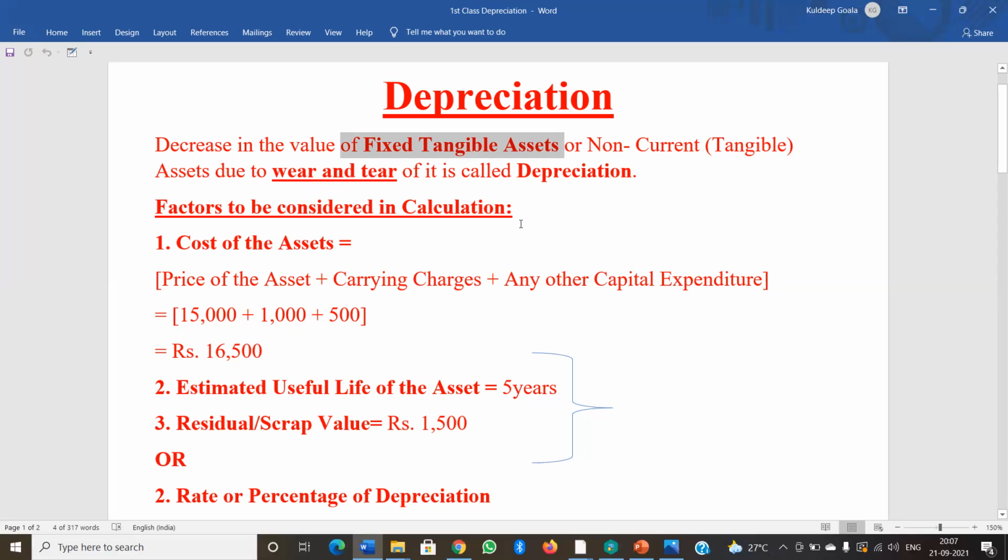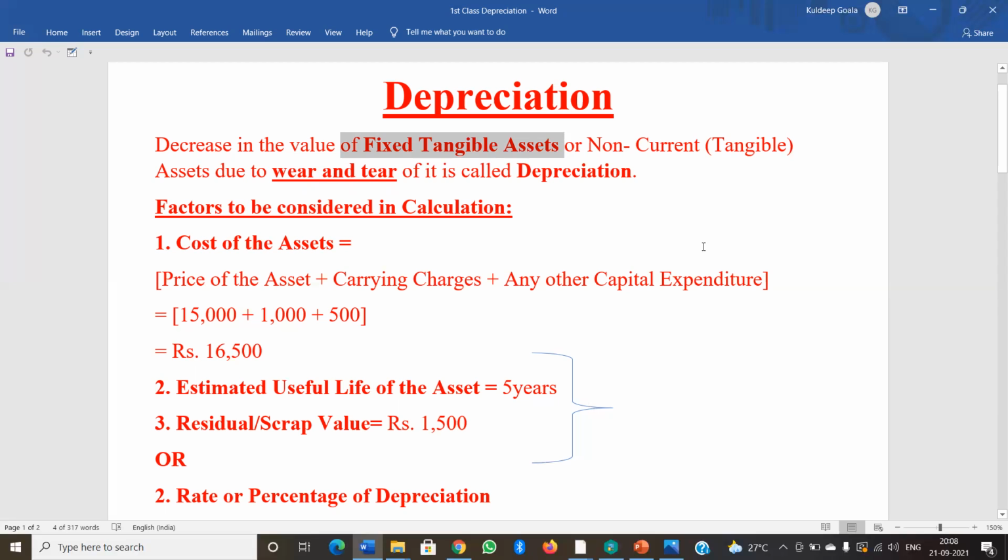Now, when we talk about depreciation, it has quite a lot of formulas. A certain number of methods have been developed, but from the point of view of our syllabus, we will be concentrating only on two main methods. One is the straight line method, and the other one is the diminishing balance method. We will talk about that one by one in detail.